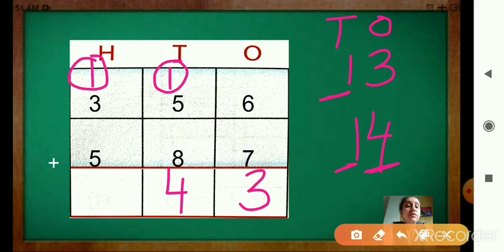Now, what to do? We will add again these three numbers. 1 plus 3, that is 4. And 4 plus 5, 9. So, how much did we get after adding these numbers? What is the total? We are getting 943. Okay? Understood? So we will do the addition with carry over like this.